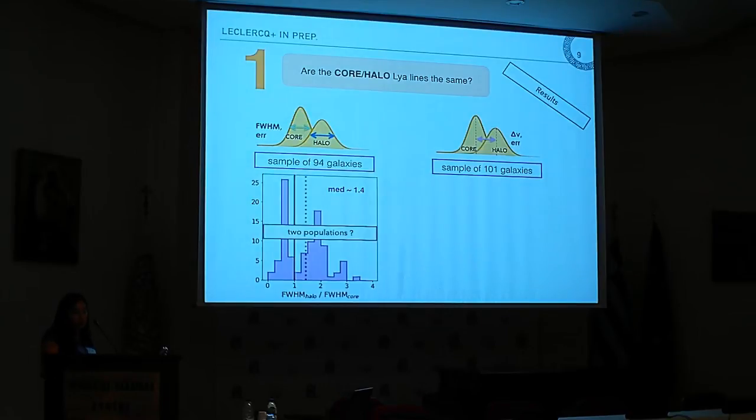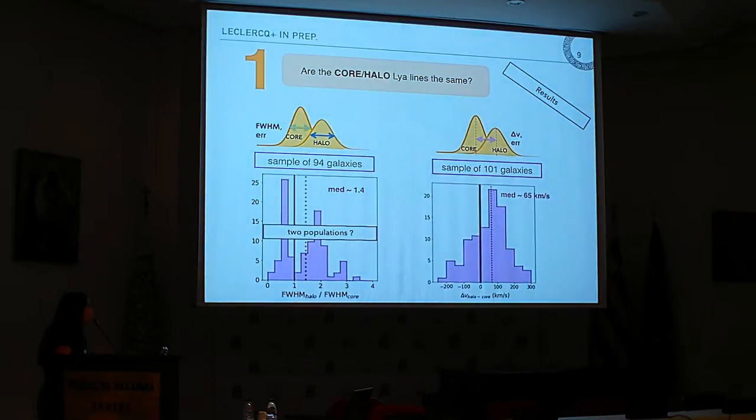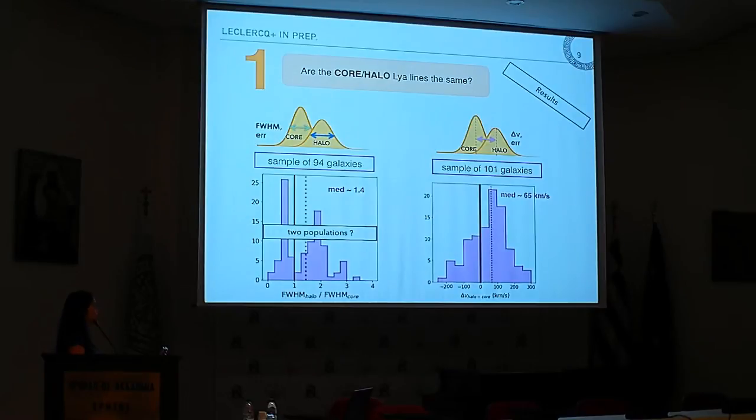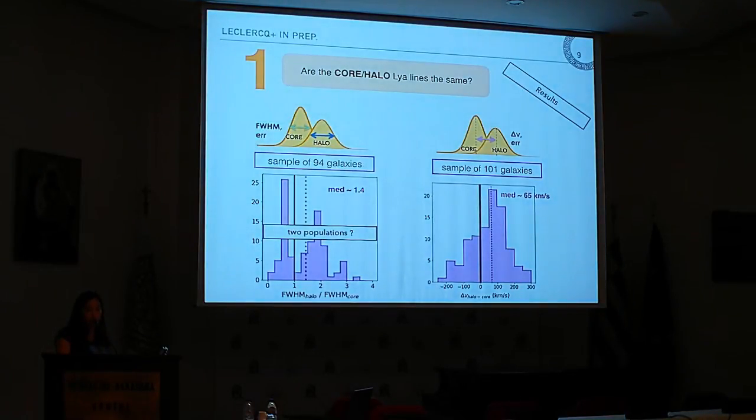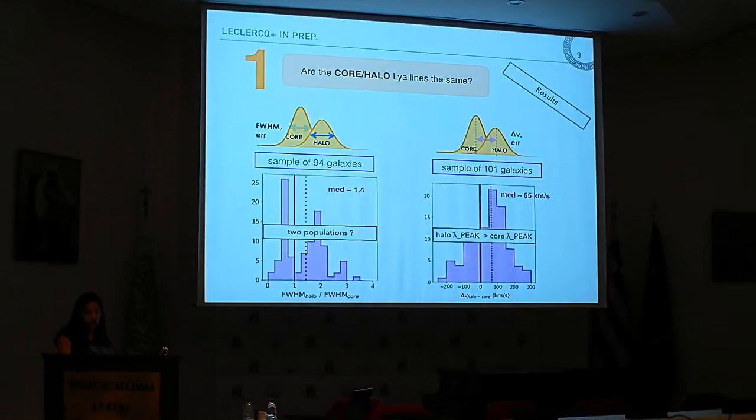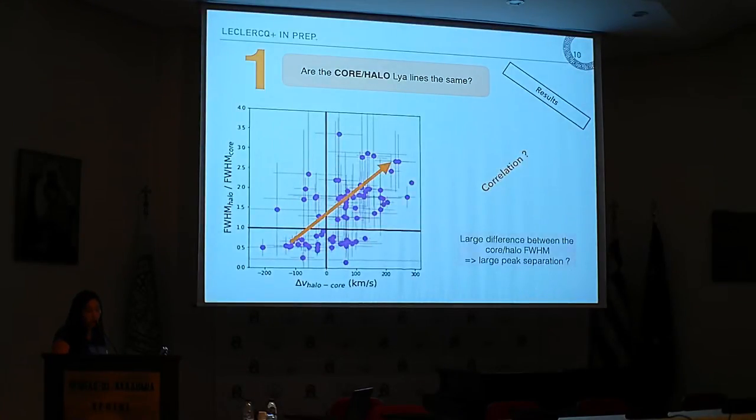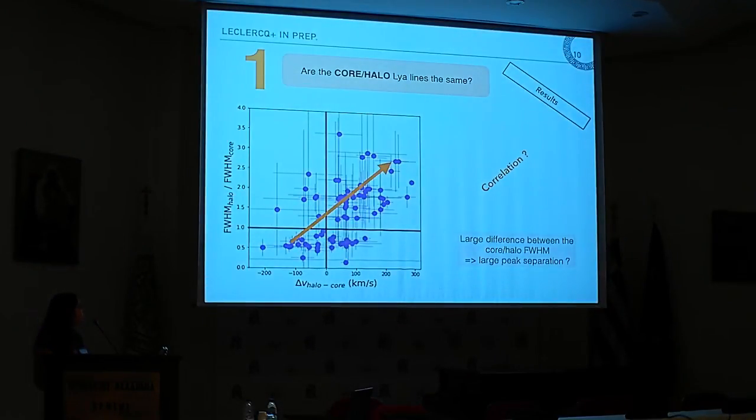This is the result, and this is the distribution of the peak separation between the two. In median, the Lyman alpha line in the halo is shifted by 65 kilometers per second from the core line. And it's quite a wide distribution, right? So we can find any kind of objects. Okay, so we can see if those quantities are correlated. I don't think you see much here. It's not really obvious.